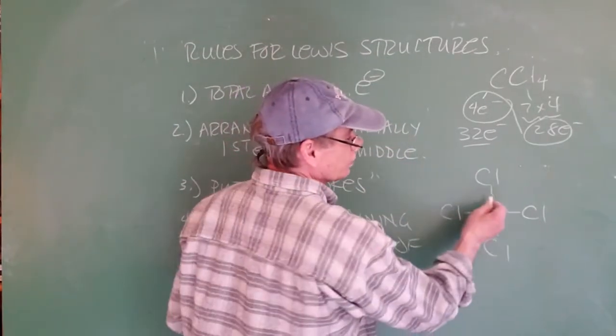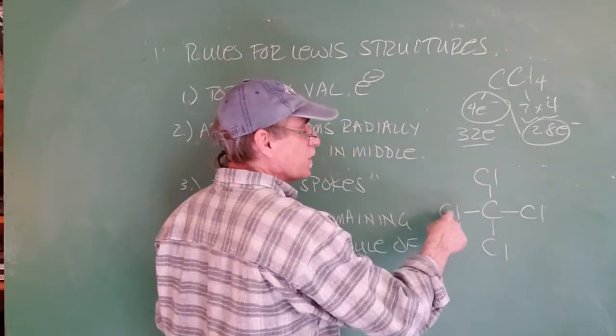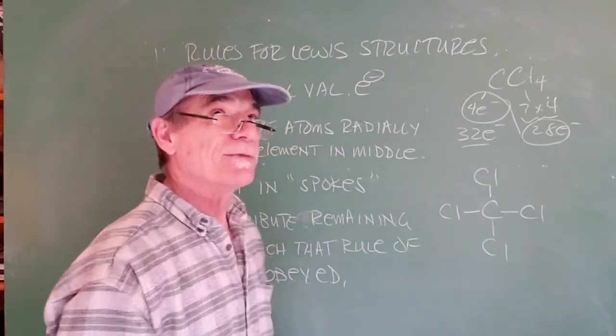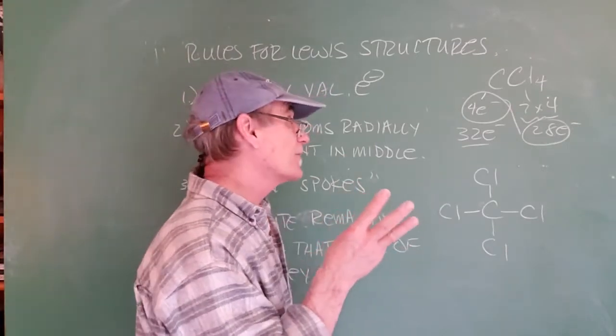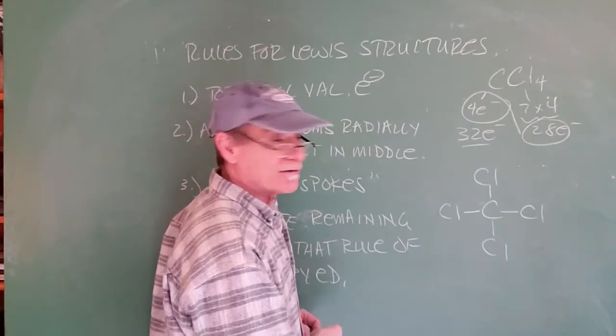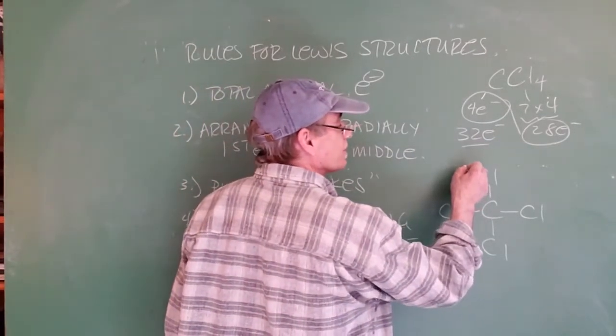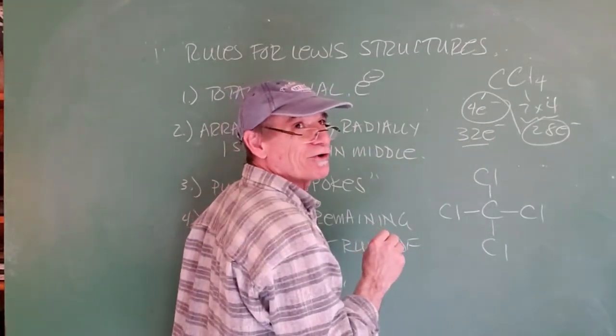However, the chlorines are still short because all I've given them is the one to share with the carbon. So they only have 1 pair each. Well, that means that they still each need 3 pair. Well, there's 4 of them. I think I have just enough electrons to give each one 3 more pair. So what if I boxed in the chlorines? Now remember, I've used 8 of my 32. So I have 24 electrons left to play.